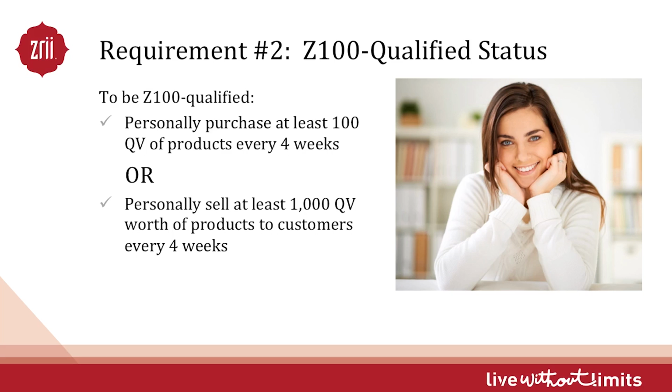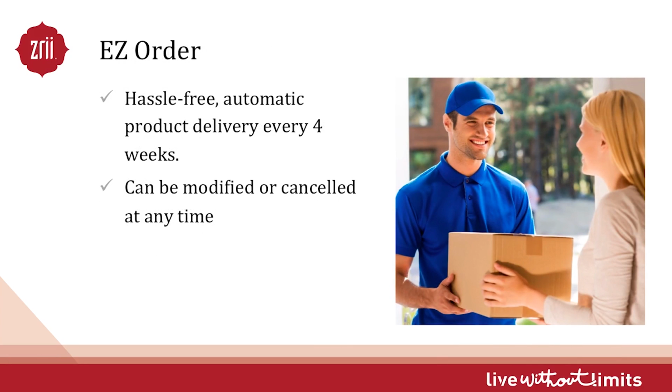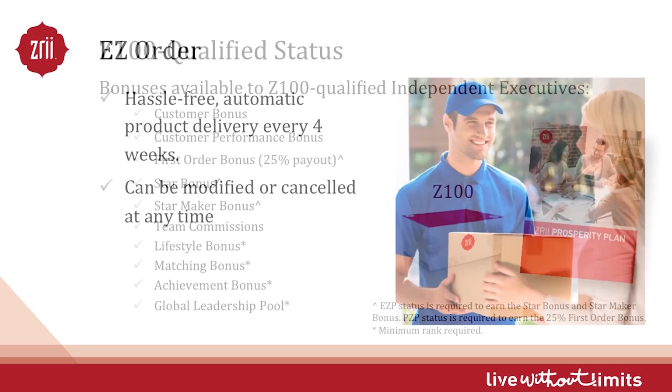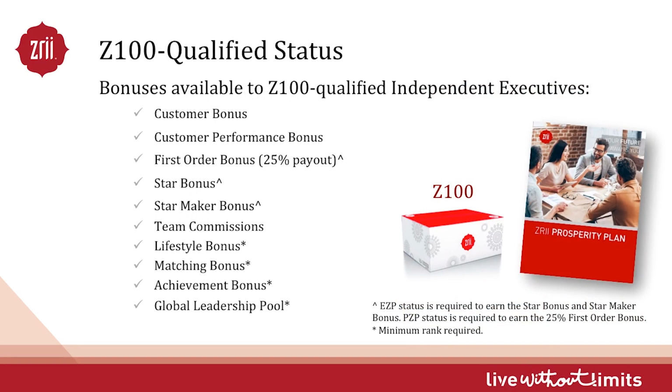For the purposes of the Power of Two system, you'll want to make sure that you maintain Z100 qualified status every 4 weeks. The easiest way to maintain Z100 qualified status is to personally purchase at least 100 QV of products every 4 weeks. Most independent executives set up an easy order, which is a great way to ensure you stay Z100 qualified and get your Zrii products every 4 weeks, hassle-free. Z100 qualified status maximizes the bonuses available to you in the Zrii Prosperity Plan, including the Star bonus, Star Maker bonus, and more.